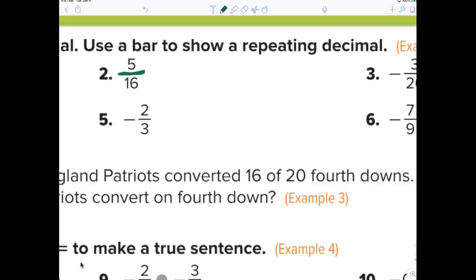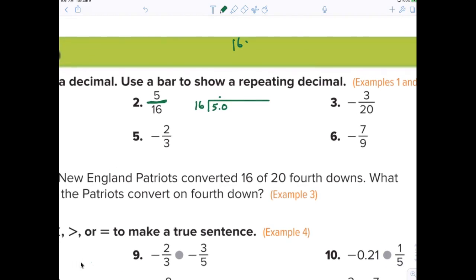Now, there are some shortcuts, but there isn't a shortcut for the 16ths. So I want you to actually do the division problem. Off to the side, we're going to divide that out. It's kind of annoying because 16 goes into 5.0. How many times does 16 go into 50? 3 times, right, because 16 times 3 equals 48.